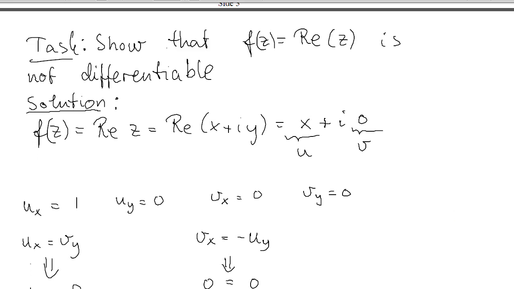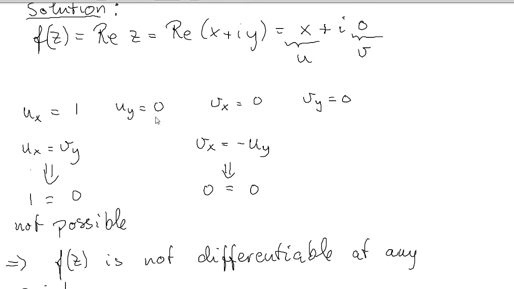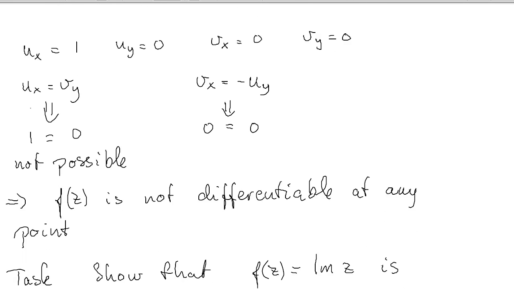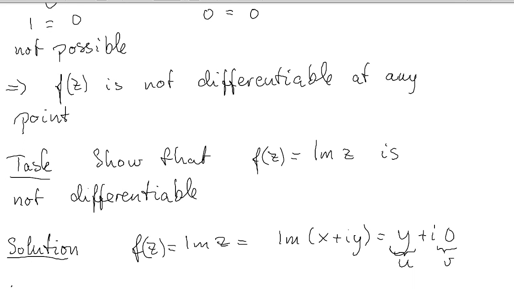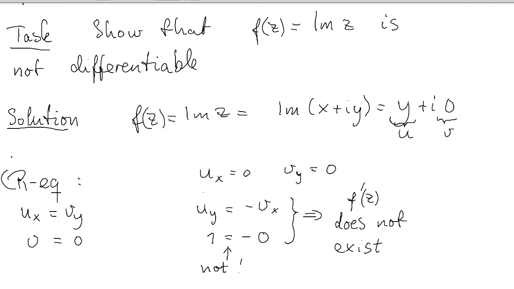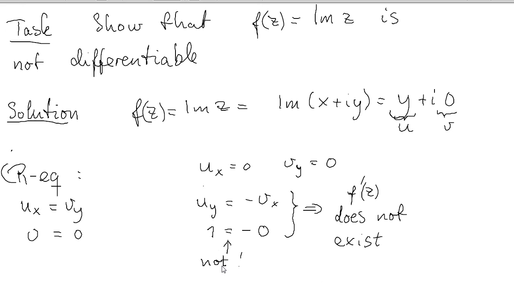Using the Cauchy Riemann equations, we obtain easily the following, and in order to have the Cauchy Riemann equations fulfilled, we must have that 1 is equal to 0, and 0 equal to 0 is of course fulfilled, but this is not possible. So therefore f of z is not differentiable at any point. We can do the same also for the imaginary part of z. Exactly the same argument, and we conclude that this function can also not be differentiable.